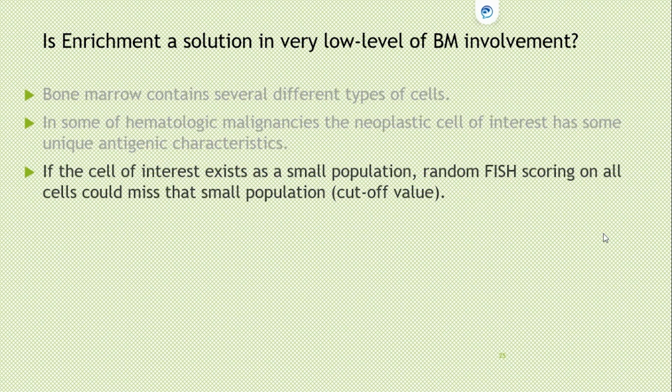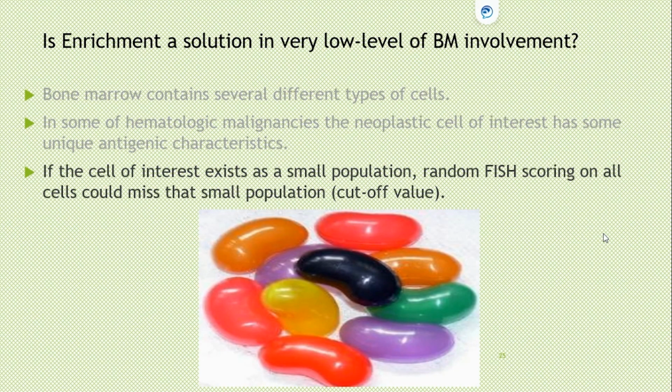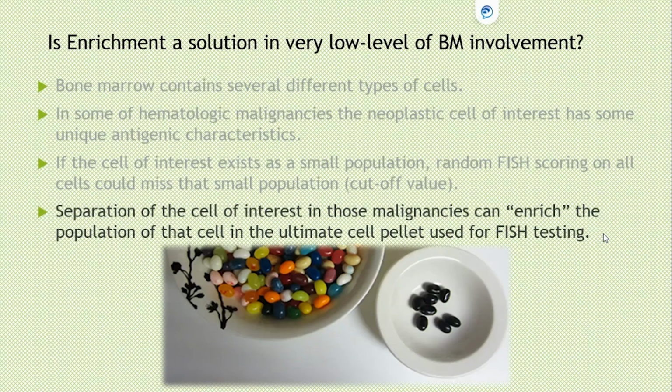So if the cell of interest exists in a small population, now below the cutoff value of the FISH, it's like you have a bowl full of jelly beans, and only one of them is your target cell. If you start counting and searching inside the bowl and then stop after 100 or 200 cells, maybe the abnormal cell is number 201 and you've missed it. So for that purpose, I think it's better to actually handpick those cells, take them out of the mix.